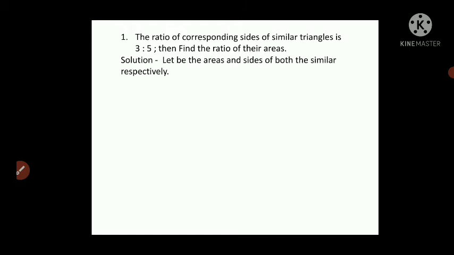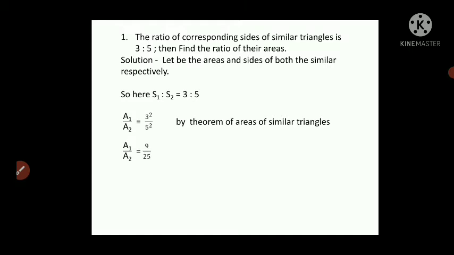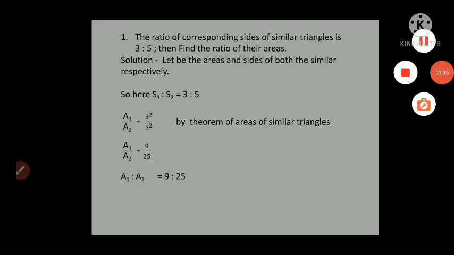Let the areas and sides of both the similar triangles be A1, A2, S1 and S2. So here S1 and S2, that is side 1 and side 2, ratio is given 3:5. So by the theorem of areas of similar triangles, we get A1 upon A2 is equal to S1 square upon S2 square, that is 3 square upon 5 square. So A1 upon A2 is equal to 9 upon 25. So A1 is to A2 will be 9 is to 25.